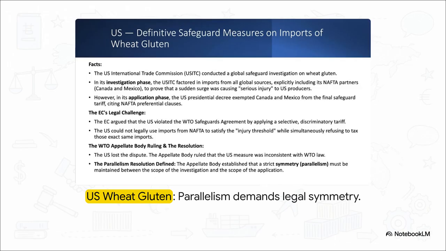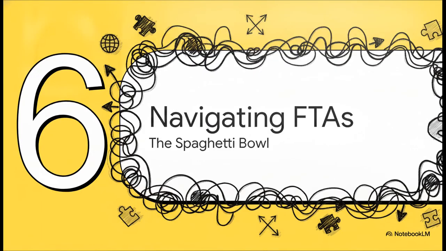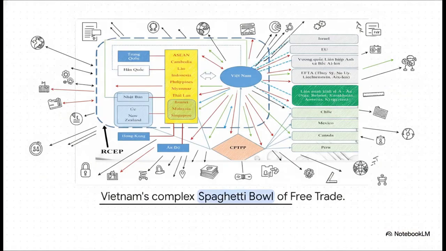It established the strict rule of parallelism. It means there has to be legal symmetry. If you count a country's imports to prove that you're injured, you legally must include them in the final tax. You simply can't have it both ways. Finally, let's look at how all of these overarching global rules intersect with regional agreements in Section 6, Navigating the FTA Web. I mean, just look at this incredibly tangled web of Vietnam's trade networks.